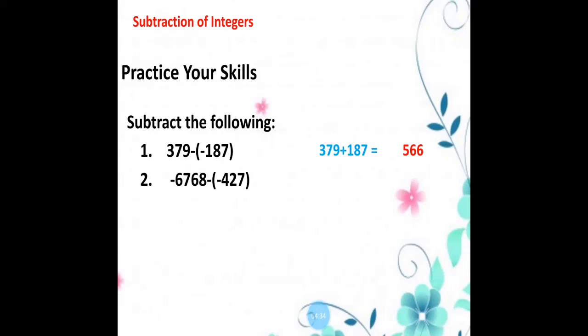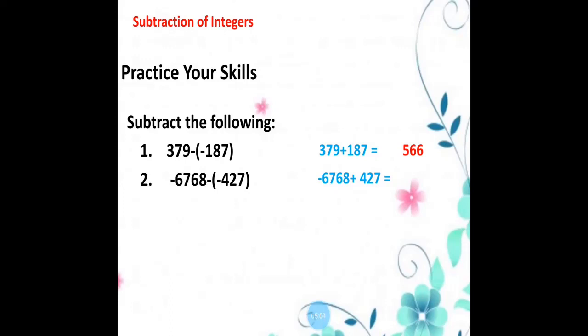Negative 6,768 minus negative 427. Then we are going to change it into addition. Okay, so we have negative 6,768 plus the opposite of negative 427 is positive 427. So we're going to have opposite signs.